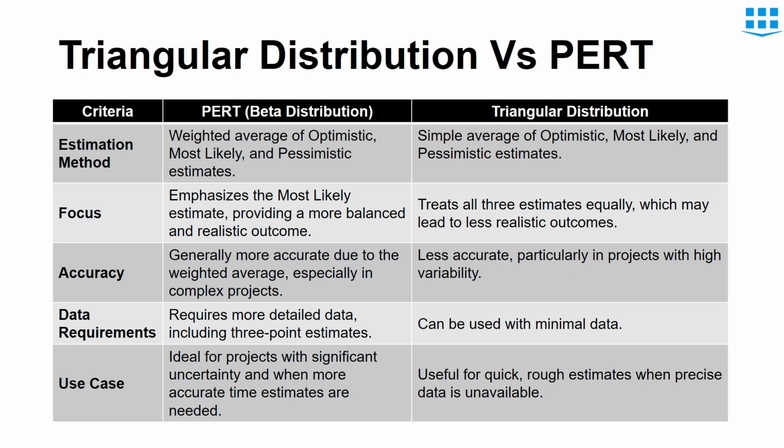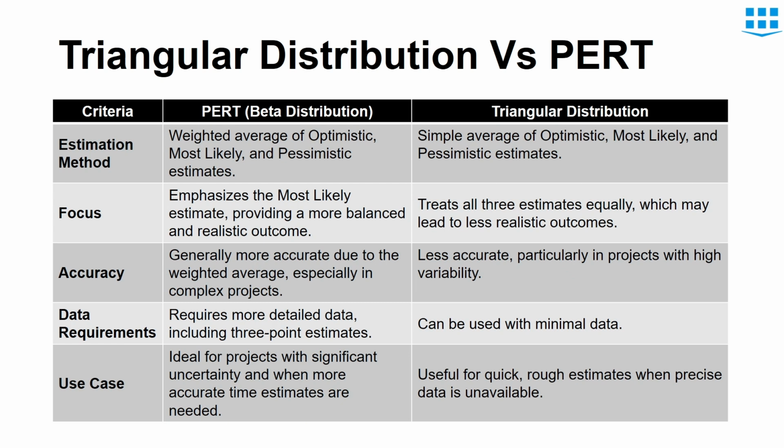The third point is accuracy. The PERT formula, since it uses historical data, the outcome of this formula is generally more accurate than the triangular distribution. The fourth point is data requirements. Obviously, the data requirement is more detailed in PERT because it uses historical data, and triangular distribution has a minimal requirement because it treats all the estimates as equal. The last point is use case. PERT formula is ideal for projects with significant uncertainty and when more accurate time estimates are needed, while triangular distribution is useful for quick and rough estimates when precise data is unavailable.